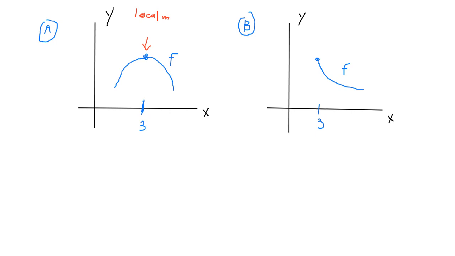Because in a neighborhood of x equals 3, this value at x equals 3 is the highest value. It's in that neighborhood around x equals 3. Think of a little interval around x equals 3. That value is a local max. The little interval around x equals 3, that's a local interval, locally.